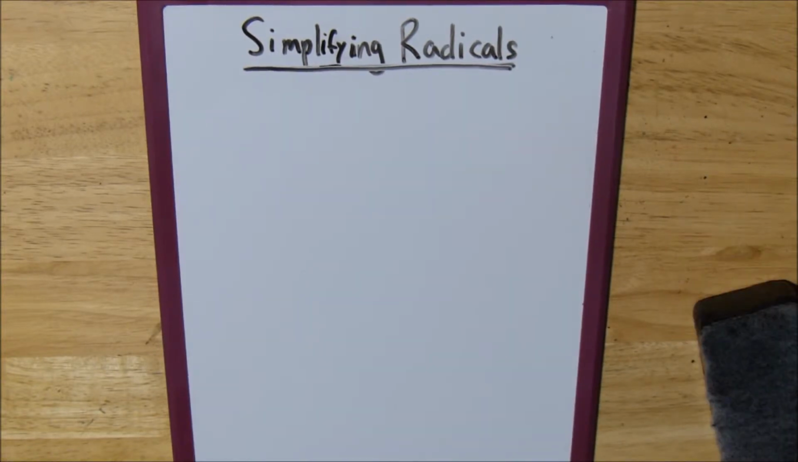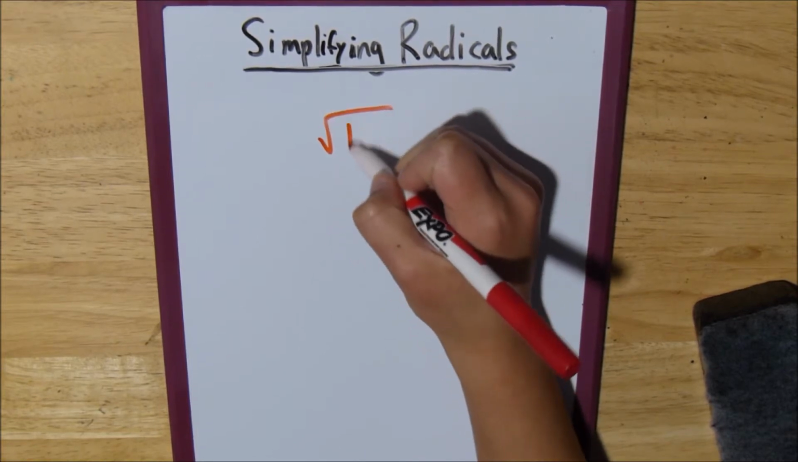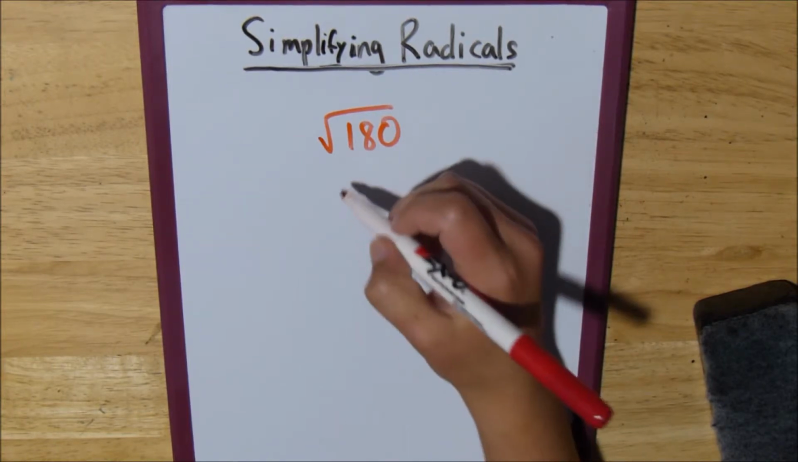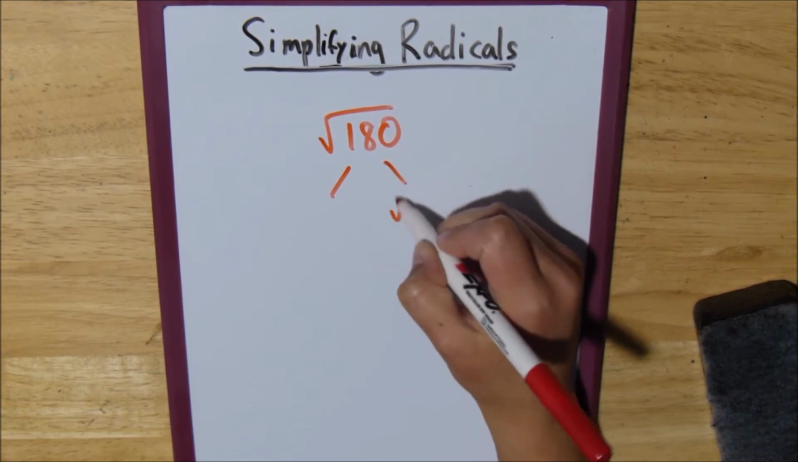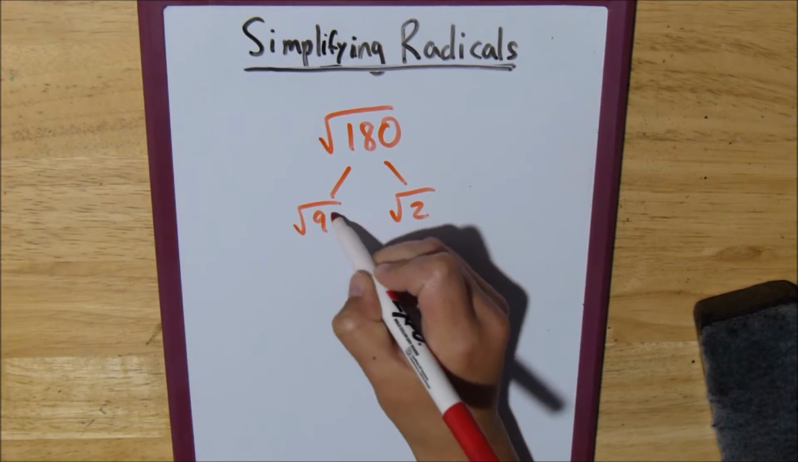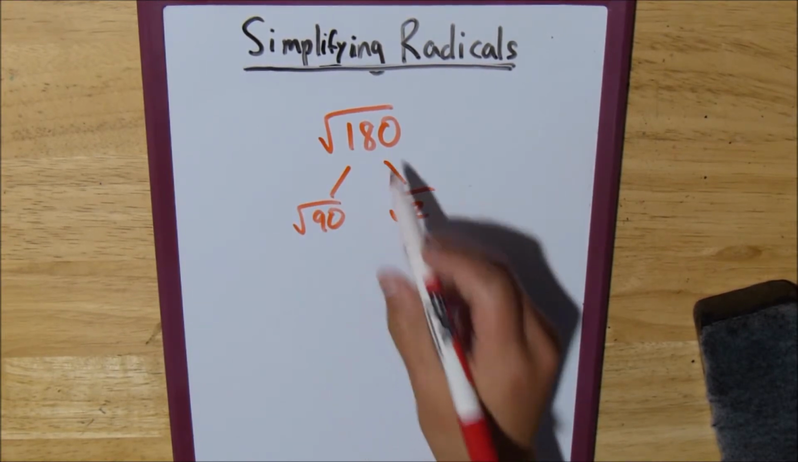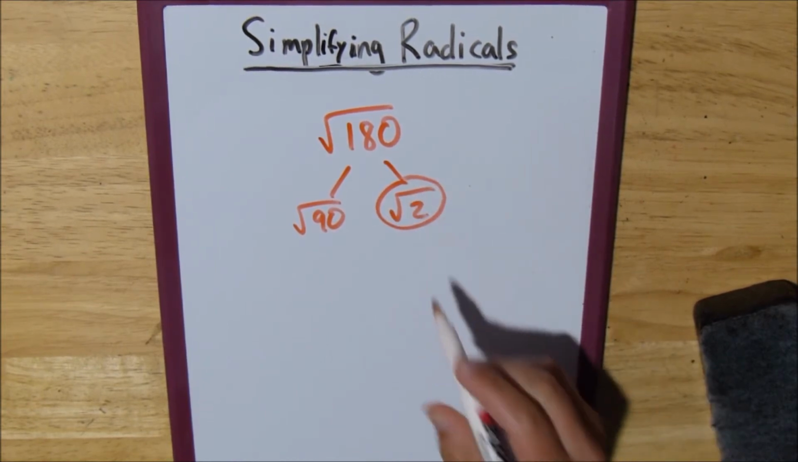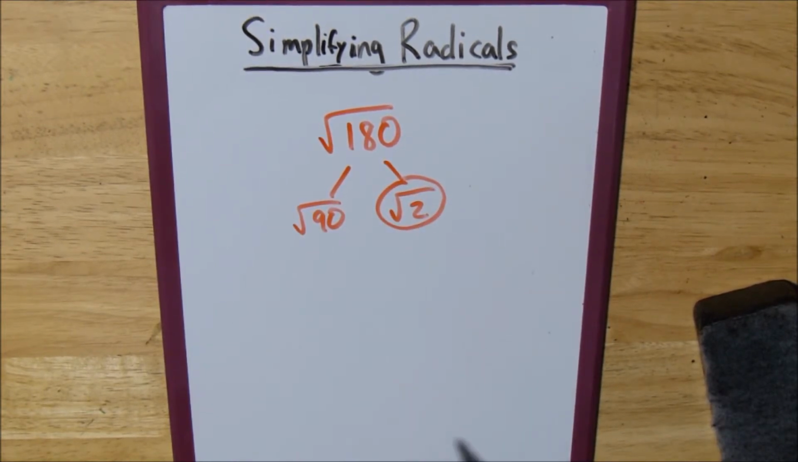Now let's try an example that's a little bit harder, okay? Let's say we have square root of 180. The first step I like to do is divide it by square root of 2. That's just my go-to thing, because I know that most numbers are divisible by 2 if they're not odd. Square root of 2 times square root of 90 equals square root of 180. So that's where we end our square root of 2. It's not divisible by anything, and it's not a perfect square.